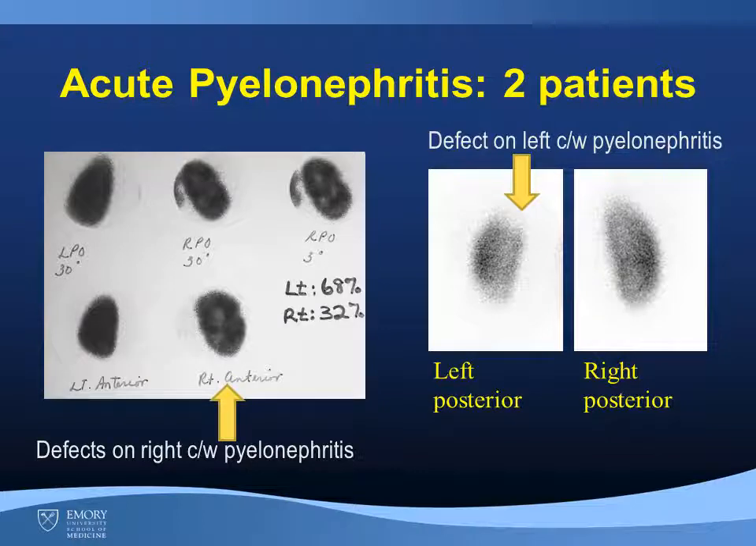Here we have acute pyelonephritis in 2 patients. So on the left, that's a normal appearance. On the right, we see these photopenic defects. Here on the right, that's a normal cortical appearance, and on the left we see focal defect in the parenchyma.